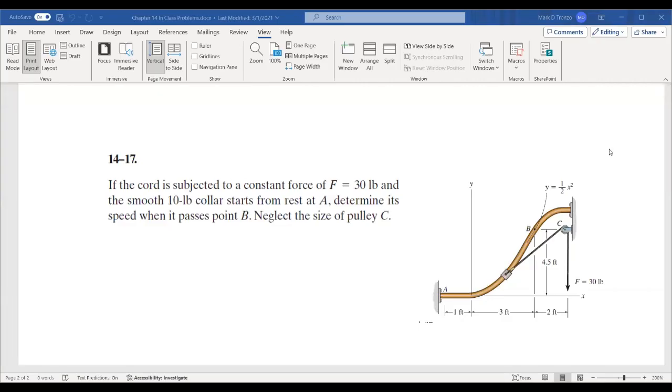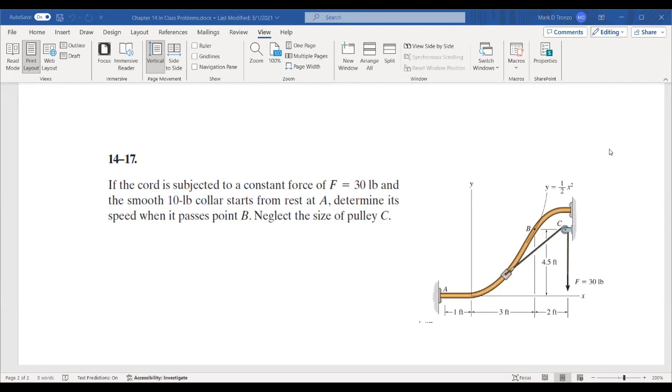Now we're going to do problem 14-17. Problem 14-17. And it says if the cord is subjected to a constant force of 30 pounds and the smooth 10-pound collar starts from rest at A, determine its speed when it passes point B.